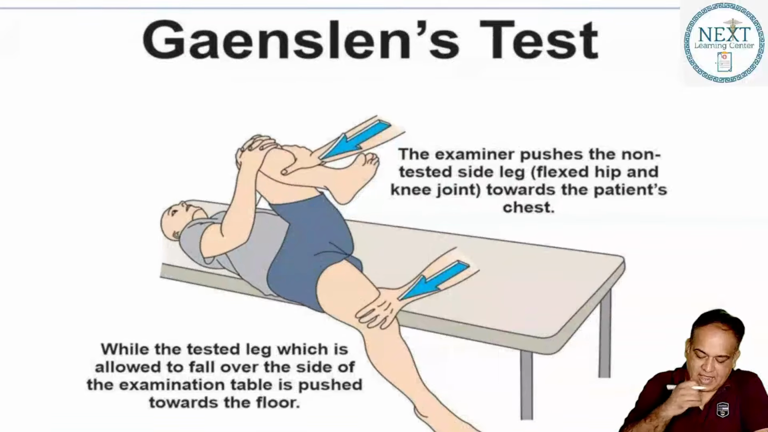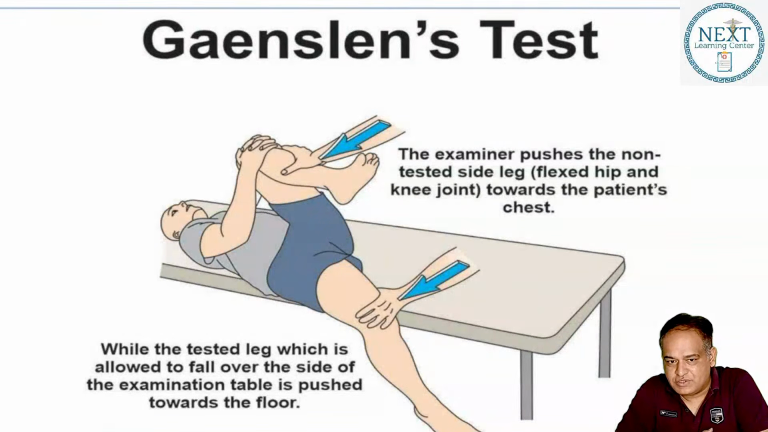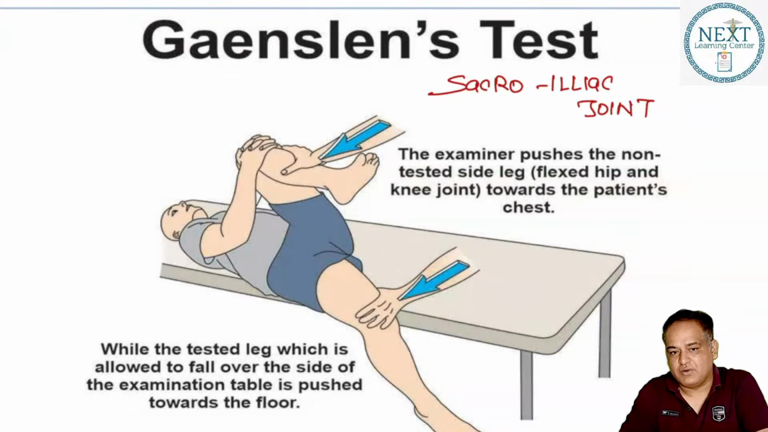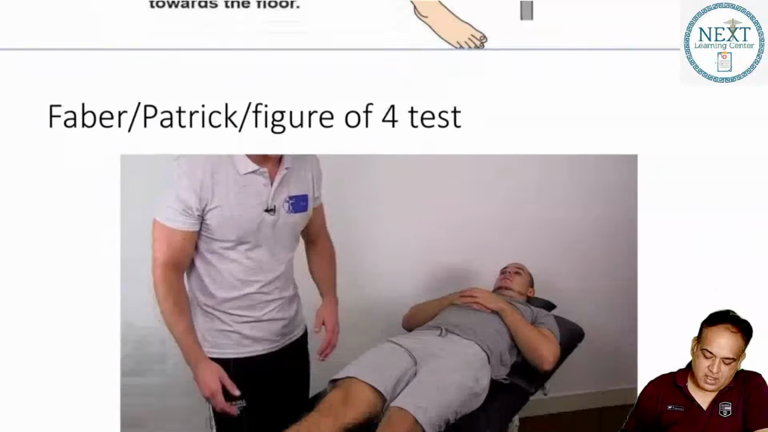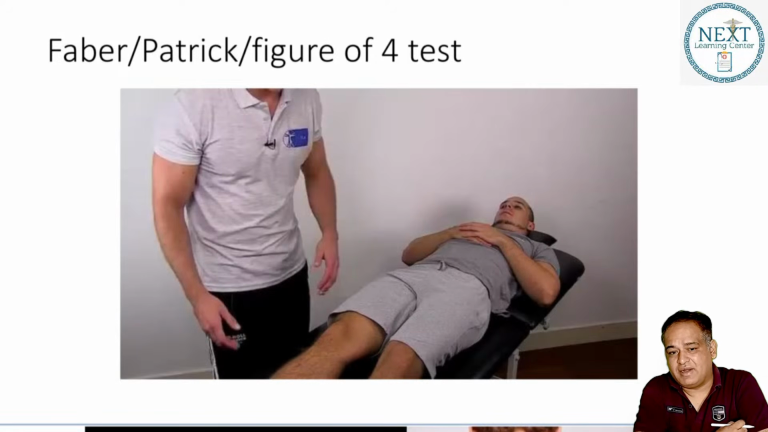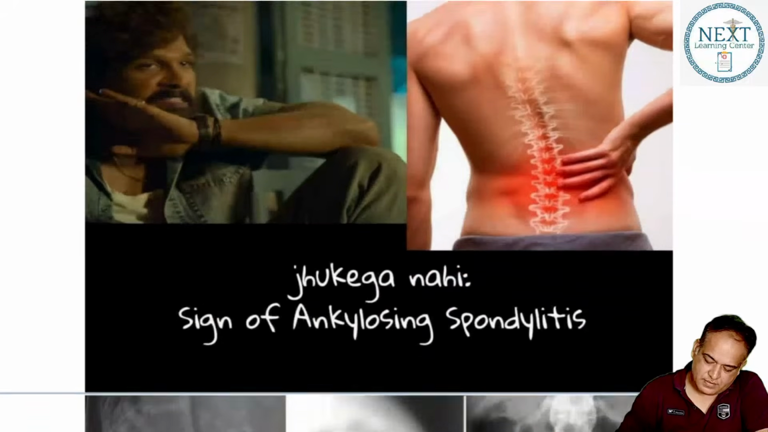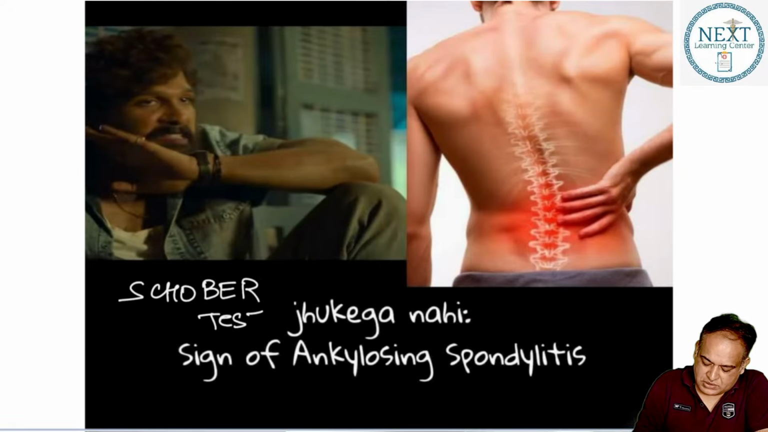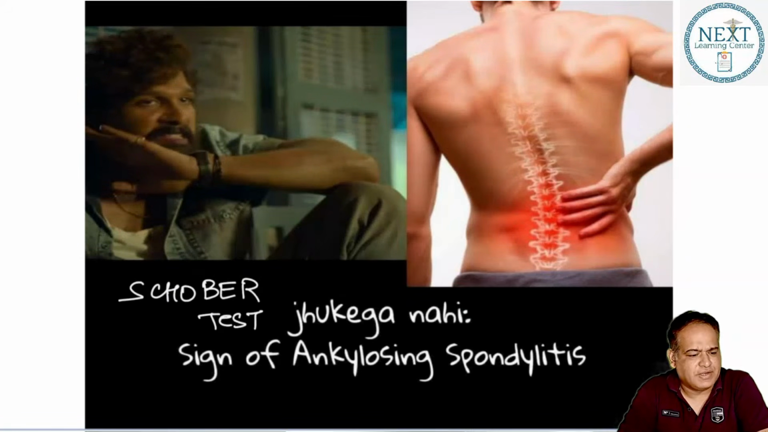Right. Then ankylosing spondylitis. You need to remember the name of the test. So Ganseland test, it is for sacroiliac joint. Another test for sacroiliac joint is Faber test, also called as Patrick test, also called as figure of 4 test. Then for lumbar spine, what is the name of the test? For lumbar spine, name of the test is Schober test, modified Schober test.